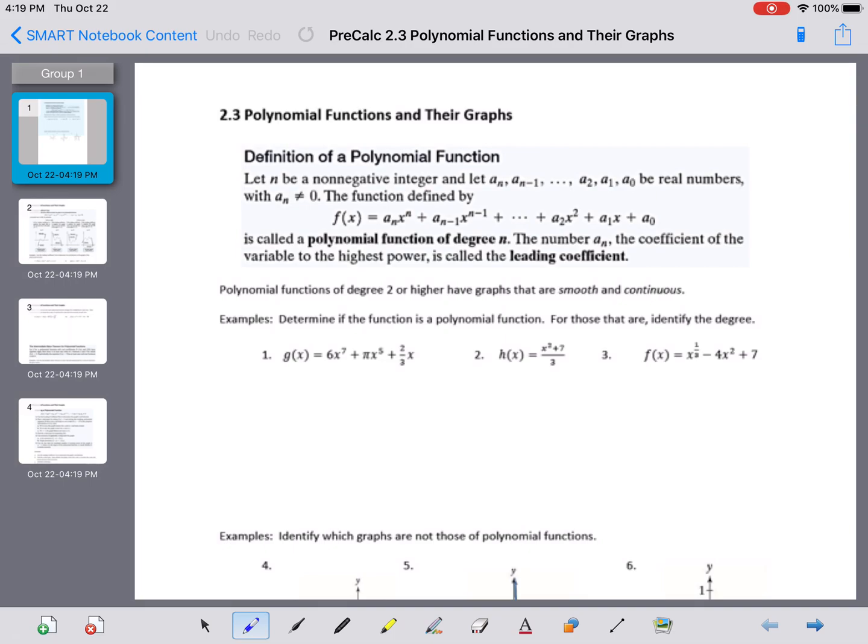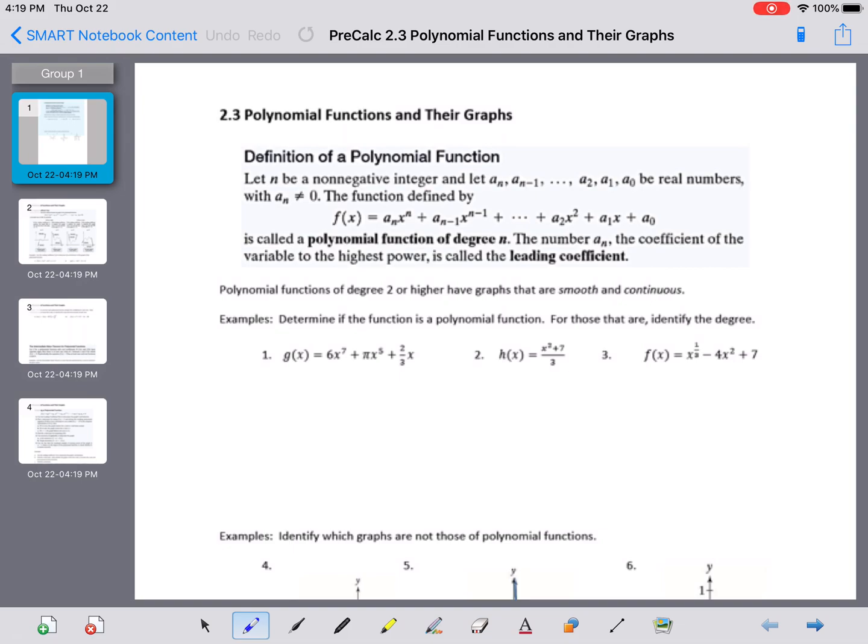Your polynomial function of degree n, we want to put those in standard form so that the highest power is in front and they go down when we write them. And then whatever the highest power is, that is your degree. And that degree tells us different things. The leading coefficient is the number in front of that leading term.